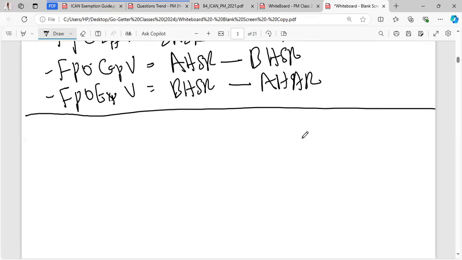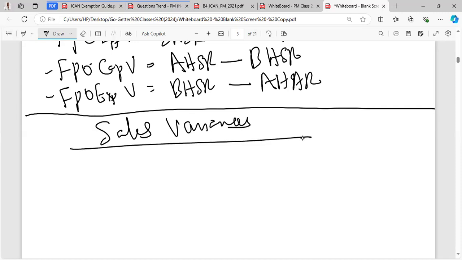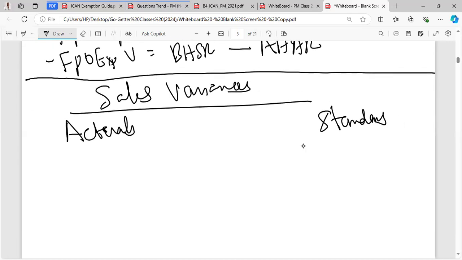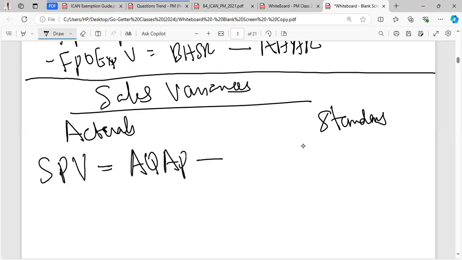Then we talk about the sales variances. We say sales variances. And things get a little different. We now have our actuals. We have our standard. So we will start with sales price variance, which is actual quantity, actual price minus actual quantity, standard price. That's your sales price variance.